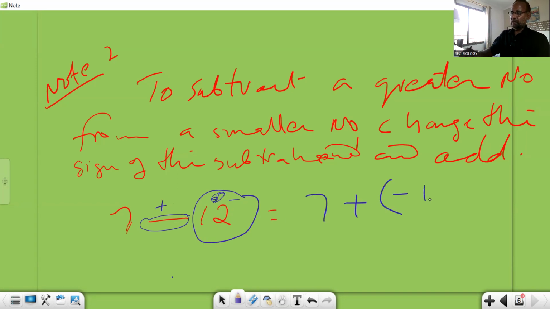7 plus minus 12. That we studied in the first module, first page: to add two numbers of different sign, find the difference of 12 and 7 and put the sign of the big number. So to subtract a bigger number from a smaller number, change the sign of the subtrahend and add. All of you please note this one.